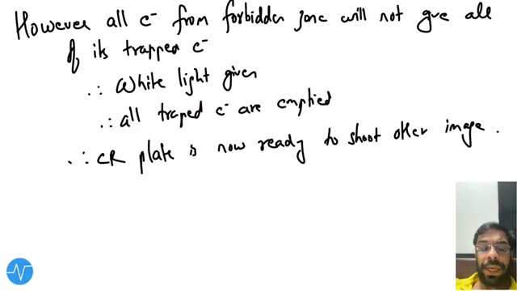Now what will happen? Even after giving red light, not all the electrons from the forbidden band will be released. Some of them will remain trapped. Therefore we give white light so that all trapped electrons are emptied. The CR image is cleared and the plate can be used for second imaging. Therefore now the CR plate is ready to shoot another image.